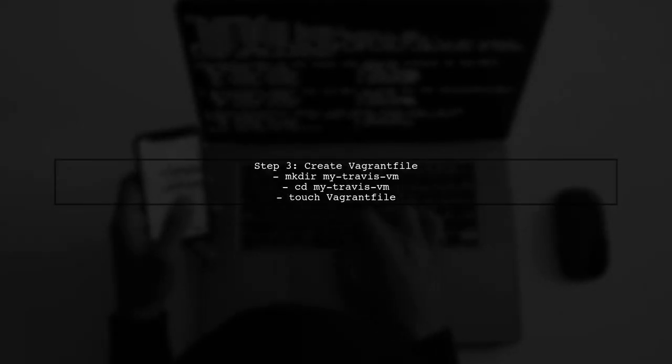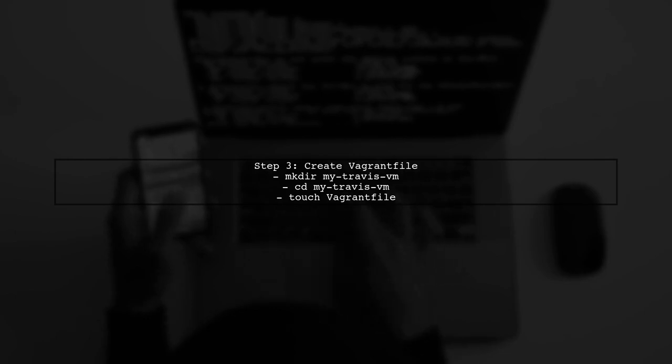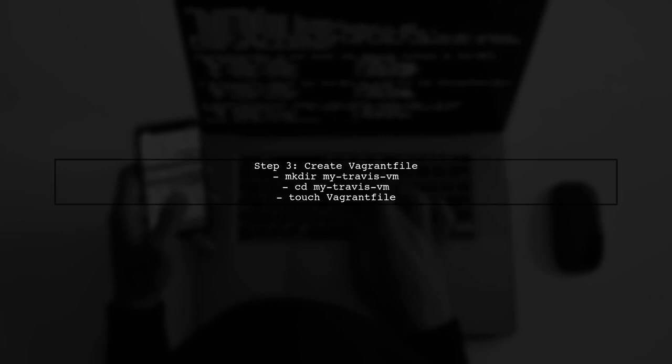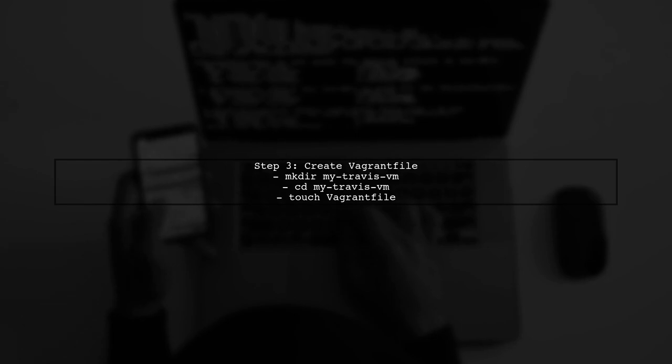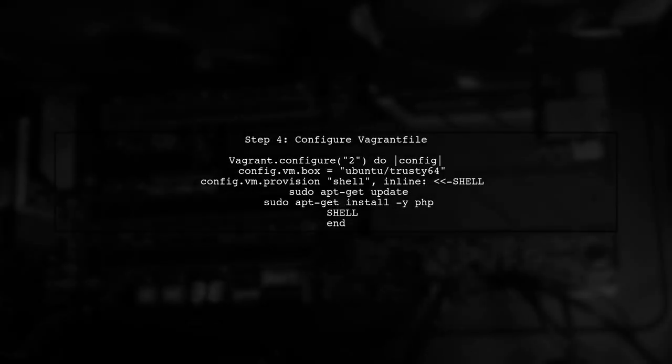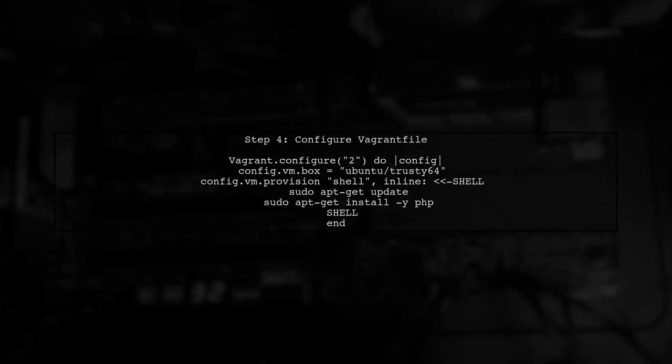Now we need to set up a Vagrantfile that specifies the configuration for our VM. Create a new directory for your project, and inside it, create a file named Vagrantfile. In the Vagrantfile, we will define the box to use, which should be Ubuntu Trusty. Add the following lines to your Vagrantfile to configure the VM. Finally, to start your VM, run the command vagrant up in your terminal. This will create and provision the VM according to the specifications in your Vagrantfile.